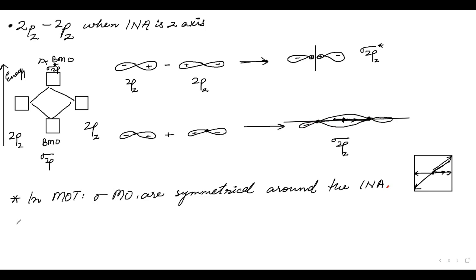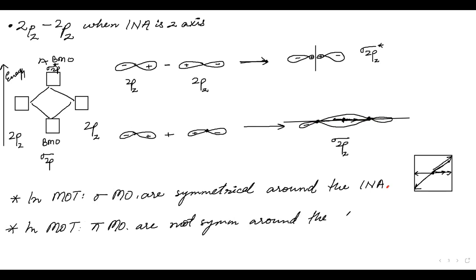The next point will be pi. Again, in MOT, pi molecular orbitals are not symmetrical around the internuclear axis. Now we will look at how.